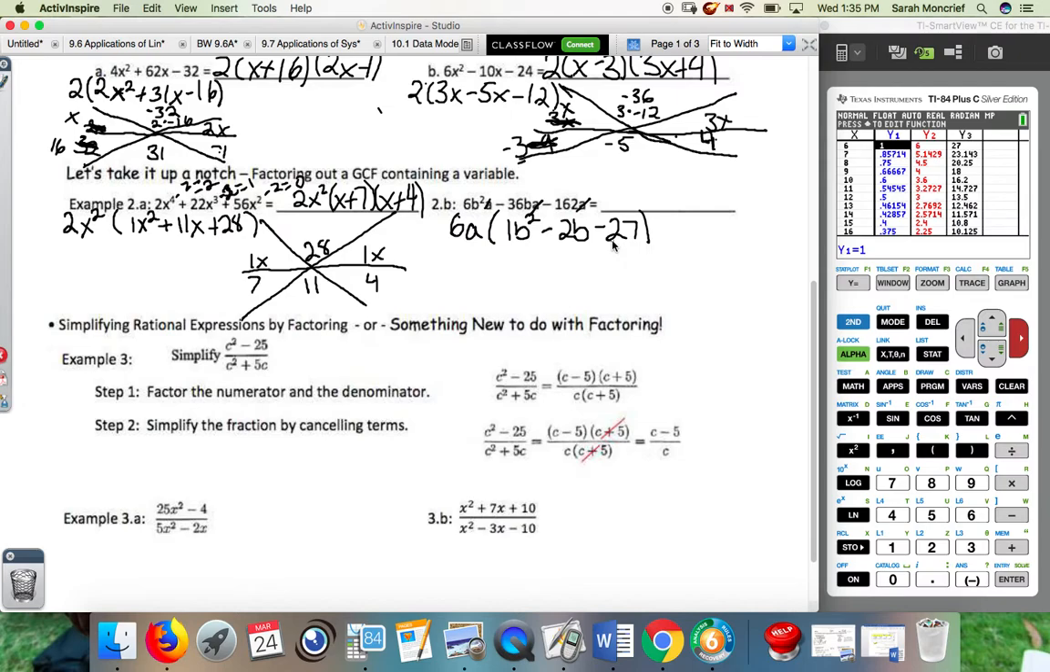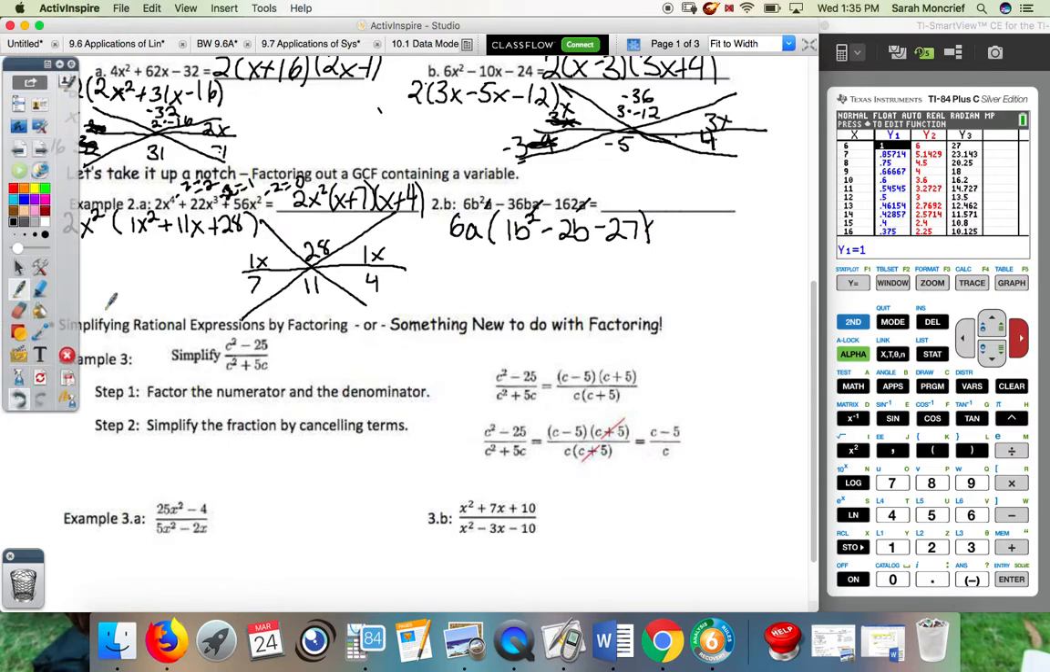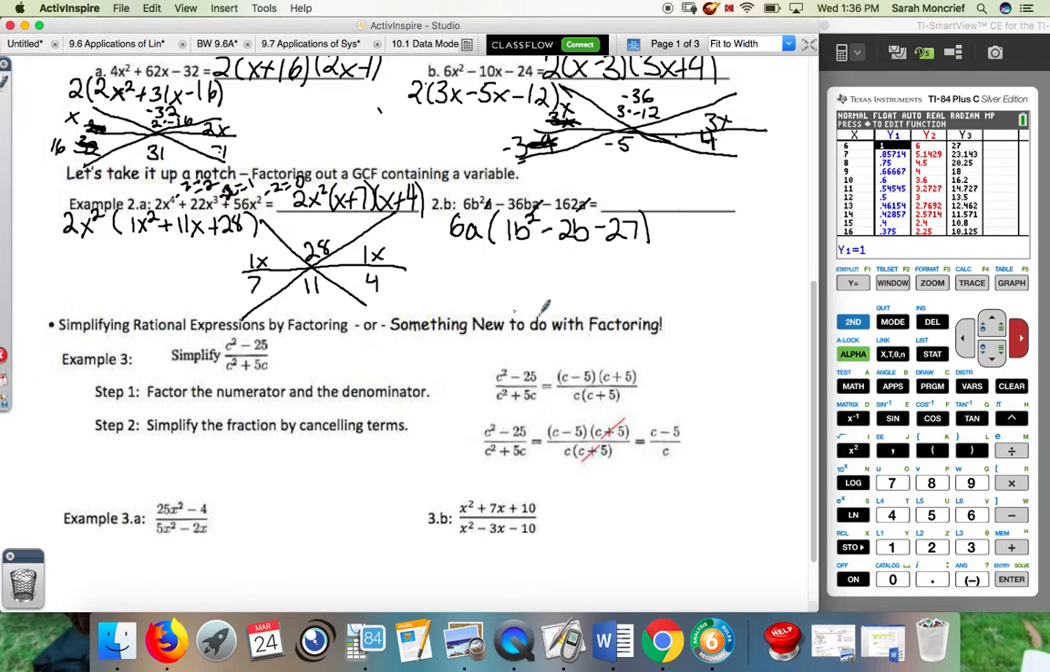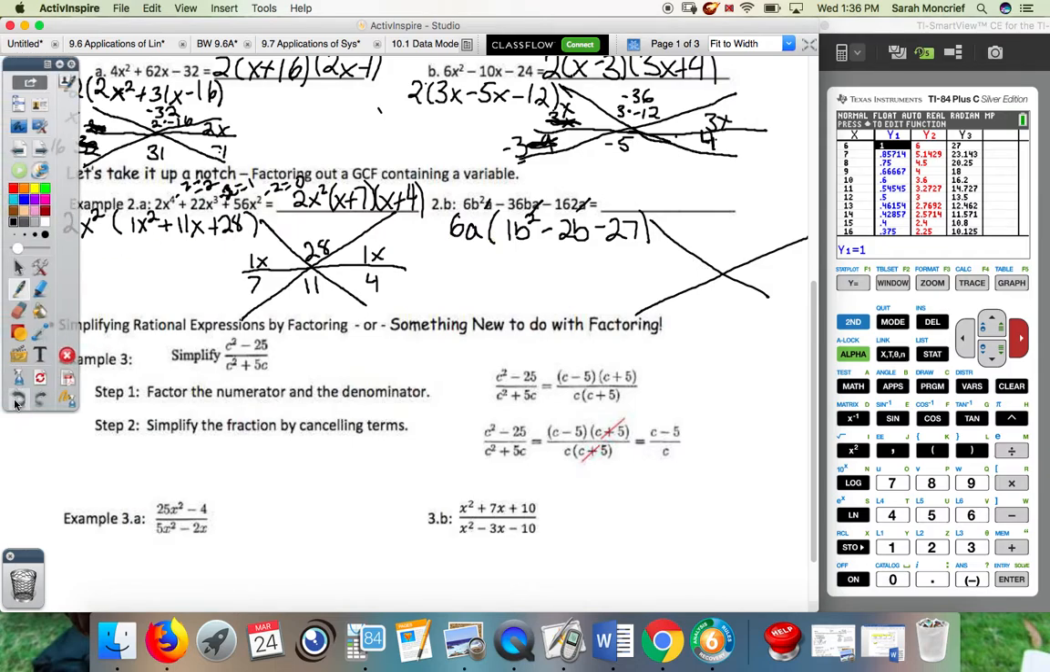And from there we can just factor. So let's go ahead and factor this trinomial, b squared minus 2b minus 27. Oof. I did so well on the last ones.